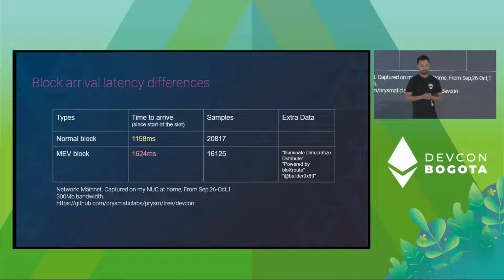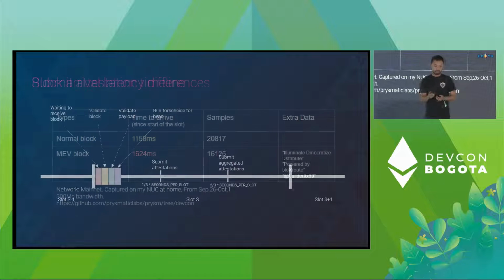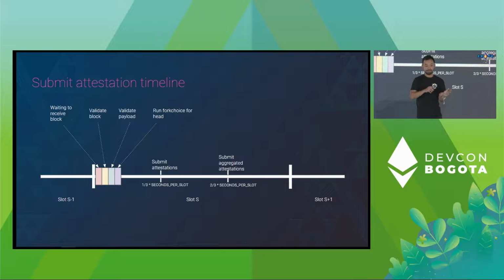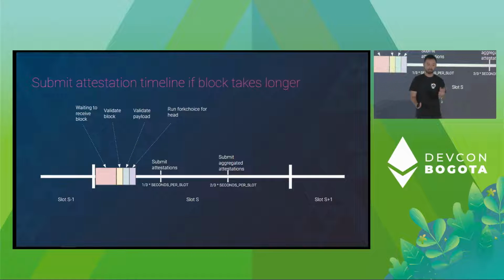And then let's look at some more numbers on block arrival latency differences. This is actually captured on mainnet. This is my at-home setup with 300 megabit bandwidth. So this is as at-home a setup as possible. We captured over 15,000 samples, and the MEV block took about 500 milliseconds longer, right? And what does this mean from the submit attestation timeline? It just means that if the block takes longer to arrive, then attesters will unfortunately miss it, right?